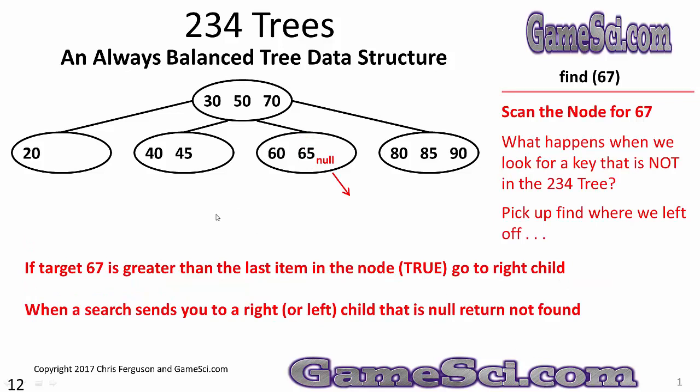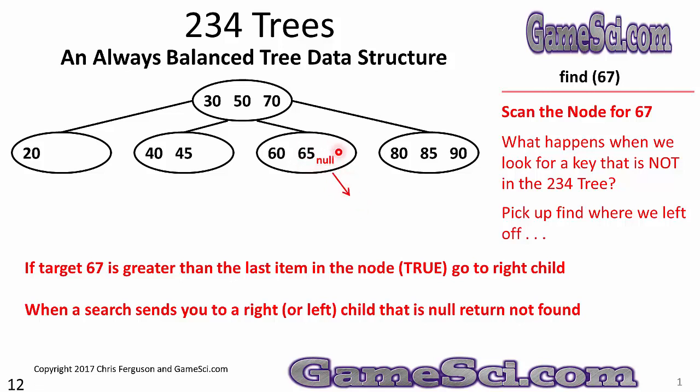Let's look at a couple of options that could have happened during that search. What if we were doing a find of 67? What would happen when we look at a key that is not in the 2, 3, 4 tree? We'll pick up where we left off. When we got to this node and we were looking for 67 this time, if the target of 67 was greater than the last item in the node, 65, that's a true statement, we try to go to the right child.